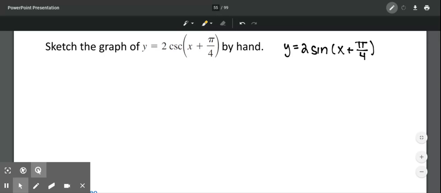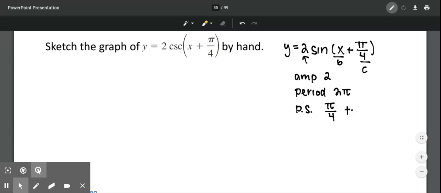So when we're looking at this sine graph, right, we know that we're going to have an amplitude of 2. Our b value is 1, so the period is 2 pi. And then the phase shift is your c over your b. And because b is 1, our phase shift is just going to be pi over 4 to the left, right? Because it says plus pi over 4, which means it's actually moving to the left.